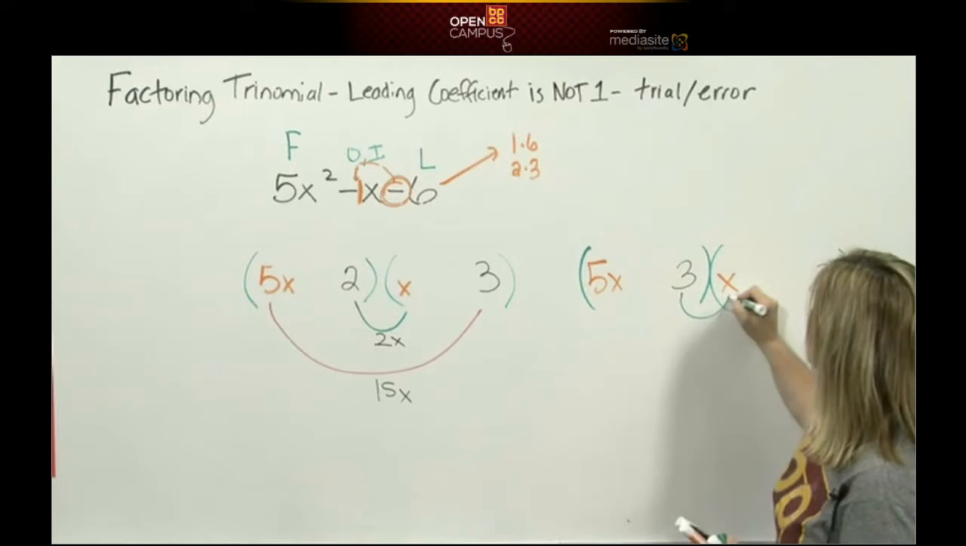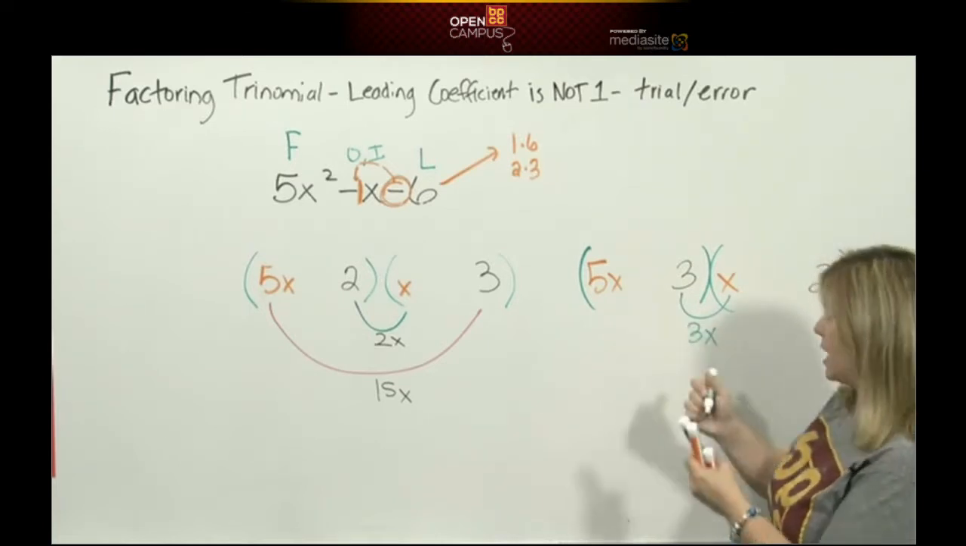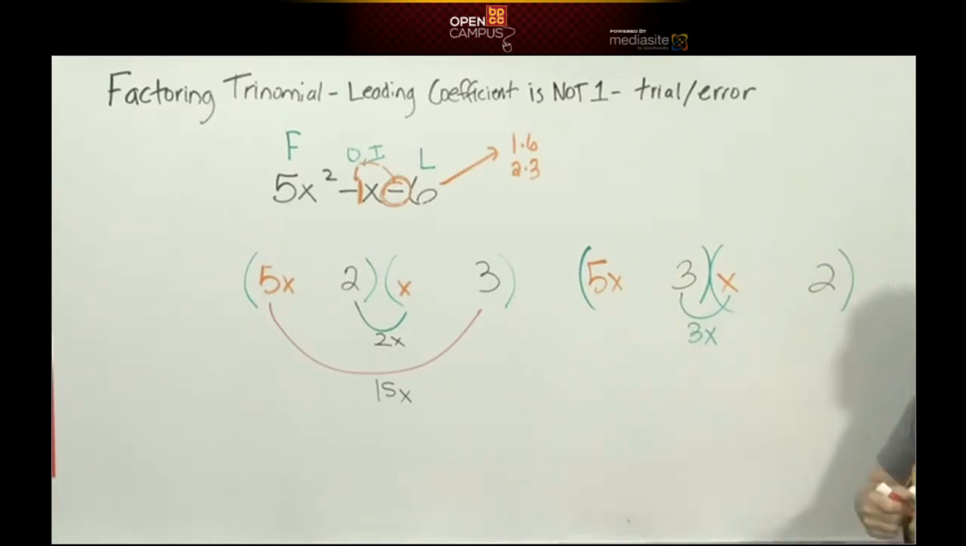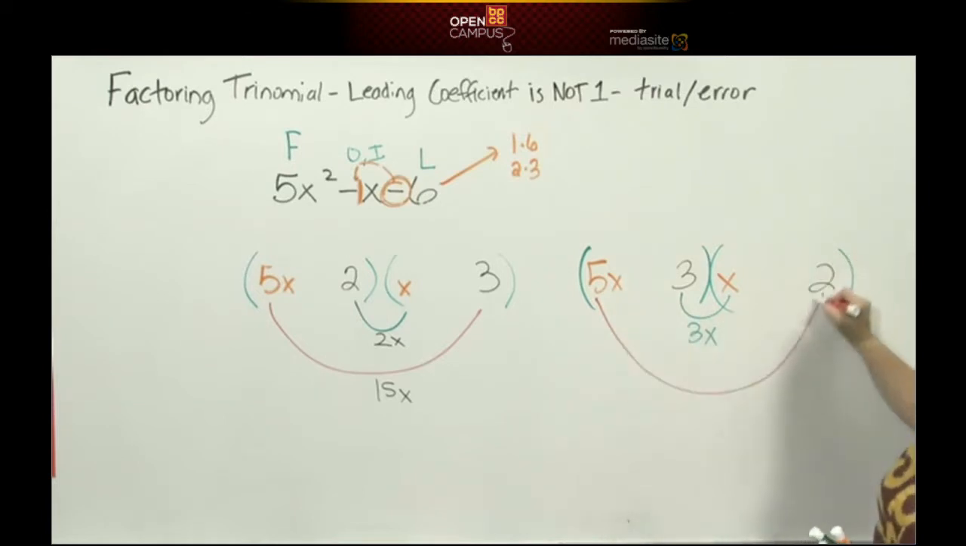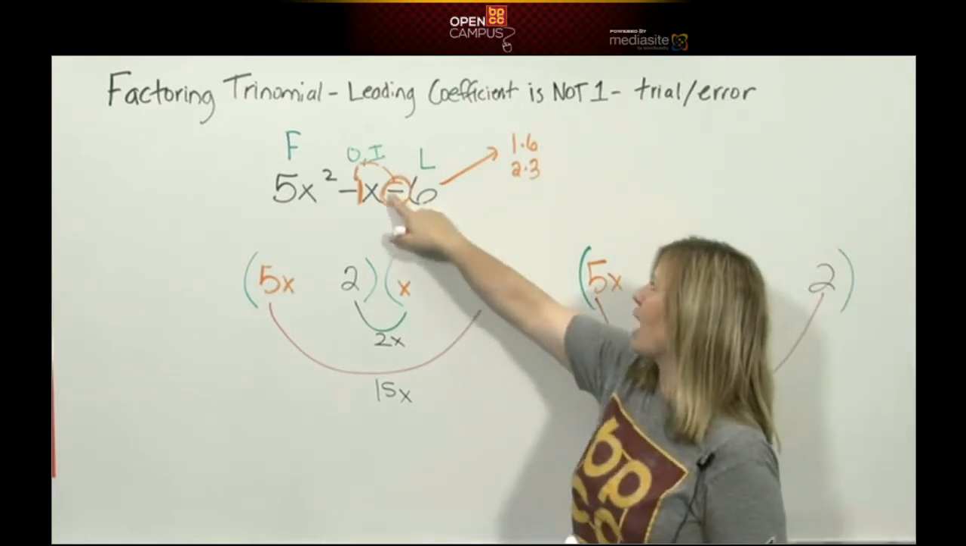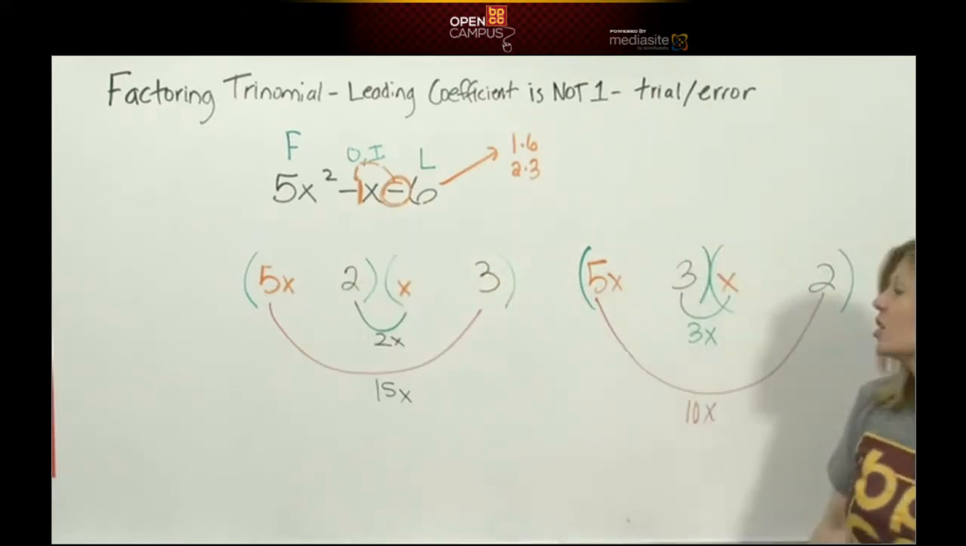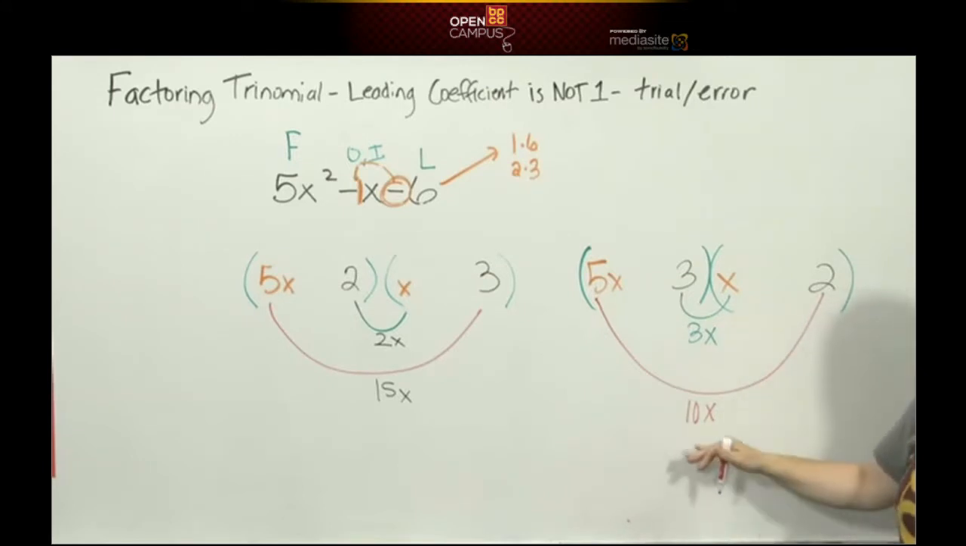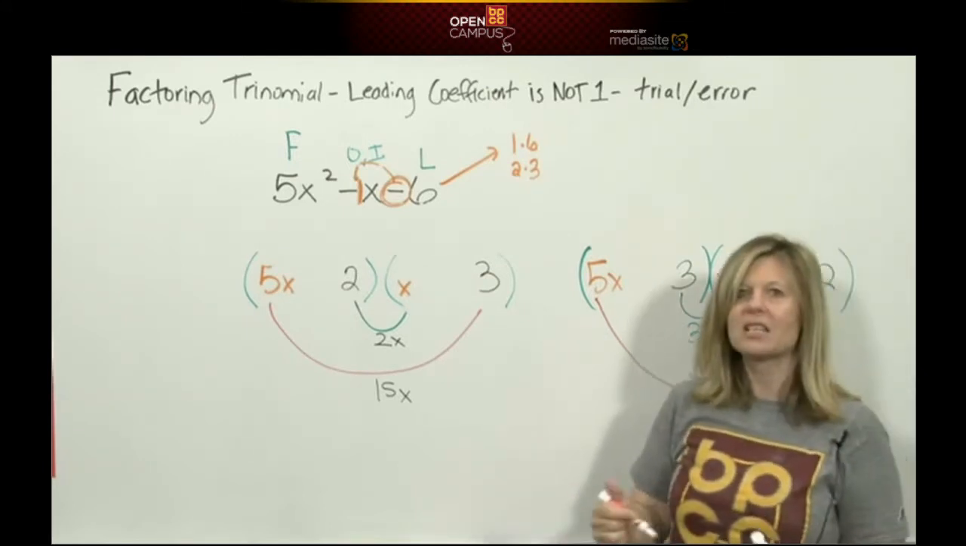The inners, the nose, are 3 times x, which is 3x. And the outers, the mouth, are 5x times 2, which is 10x. Will 10x and 3x subtract to this middle term, negative x? No, it will not. 10x and 3x will subtract to 7x.